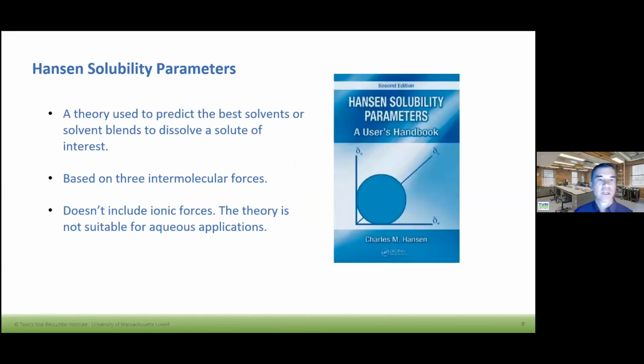So the Hansen solubility parameters are a theory used to predict the best solvents or solvent blends to dissolve a particular solute of interest. It's based on three intermolecular forces, and it does not include ionic forces, so we don't typically use it for aqueous applications, but we use it for all other solvent applications.